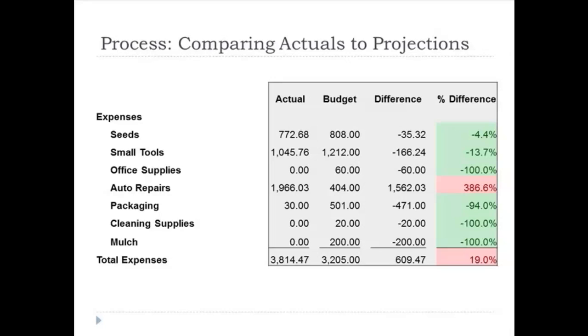Now, auto repairs is one of those things that it's kind of hard to avoid. If you're over budget, it's not like you can avoid fixing the brakes on your delivery truck. If you need new brakes, you need new brakes. So knowing that you're over budget in that kind of category means that you need to think about how to rein in your expenses elsewhere so that it doesn't negatively impact you down the line.